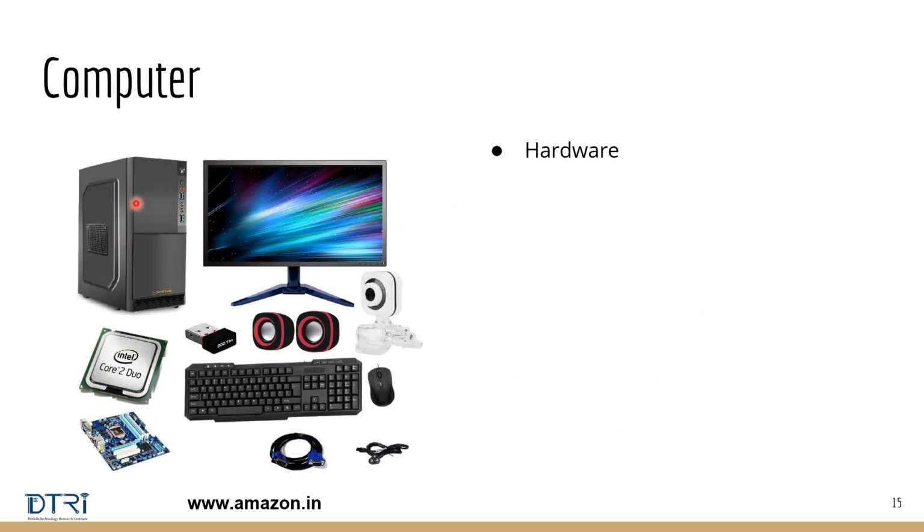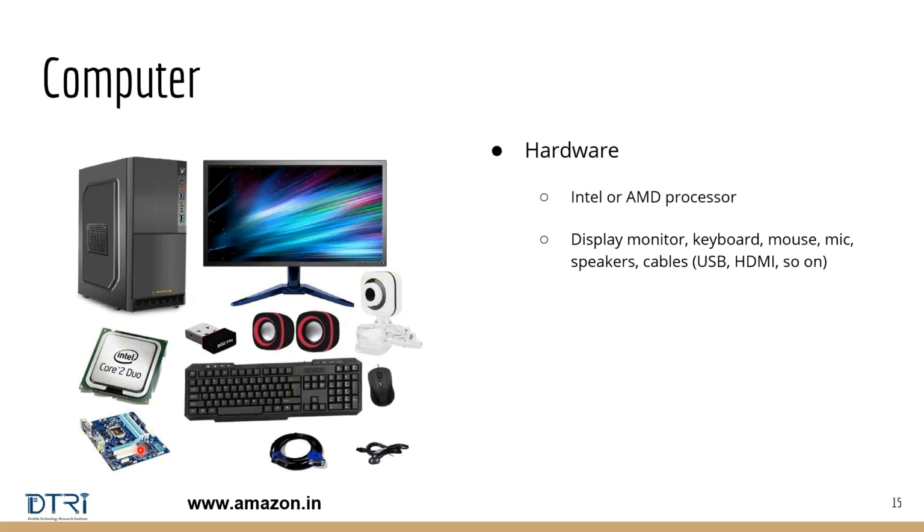This is your CPU, right? This is a big box. This has a lot of CPU and other hardware things. Then there is a display. There's a keyboard. This is your processor chip. This is your motherboard, right? So if you're looking at processor, we are talking about Intel or AMD processor, which are popularly used today. And it has display, monitor, keyboard, mouse, mic, speakers, and whatnot, right? A lot of things that you see on a computer.